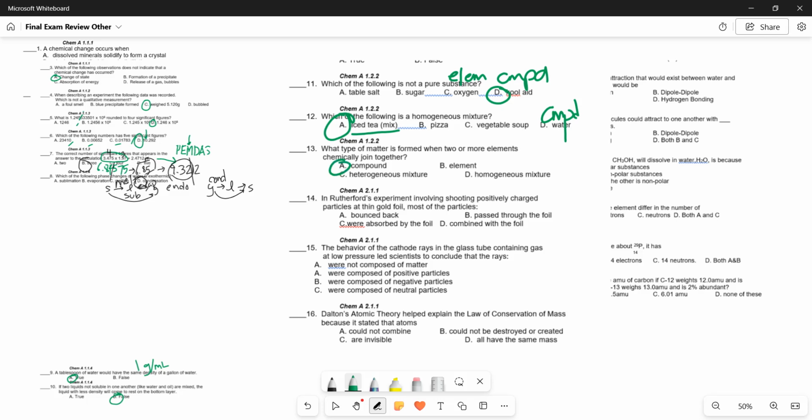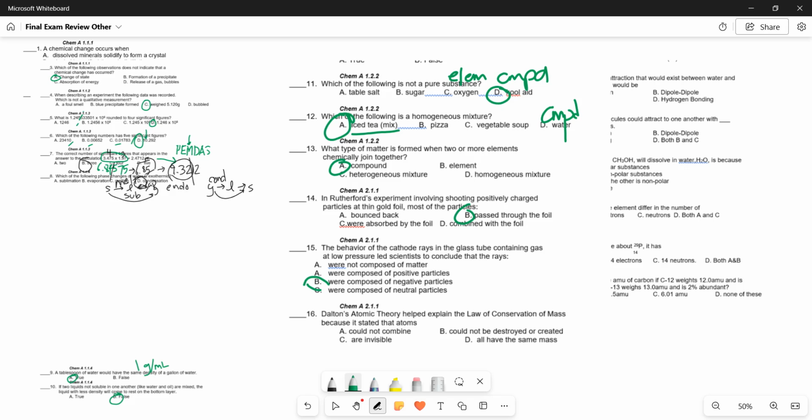They're physically mixed. 14. In Rutherford's experiment, involving shooting positively charged particles at thin gold foil, most of the particles pass through, which is what he hypothesized. But every once in a while, a fraction of them bounce back, which led us to the discovery of the nucleus. 15. The behavior of cathode rays in a glass tube containing gas at low pressure led scientists to conclude that the rays were made of negative particles. That's how we discovered the electrons.